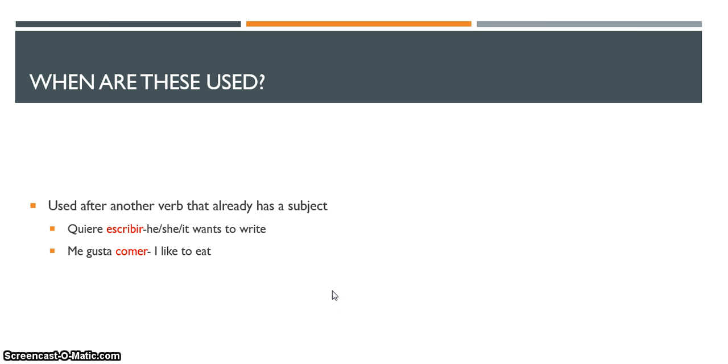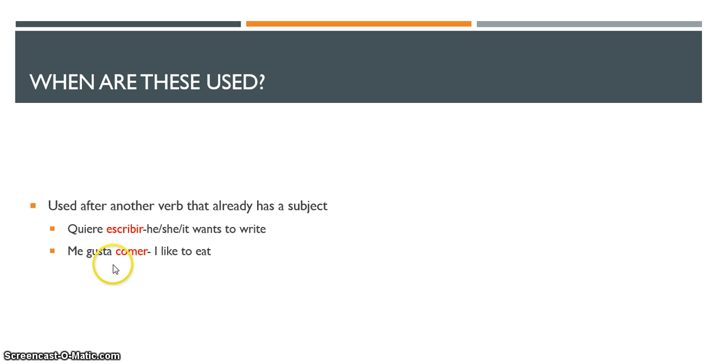So when are infinitive verbs used? They're used after another verb that already has a subject in it. Por ejemplo, quiere escribir. He, she, it wants to write. So the wants gives us the subject, quiere. We know who the subject is based off of this, it ends in an E. It's the he, she, it form. And we want to say to write, so we use the whole big form, escribir, lo que significa to write.